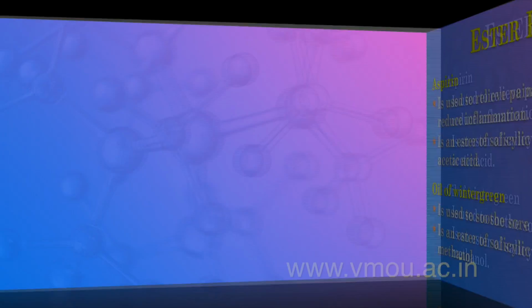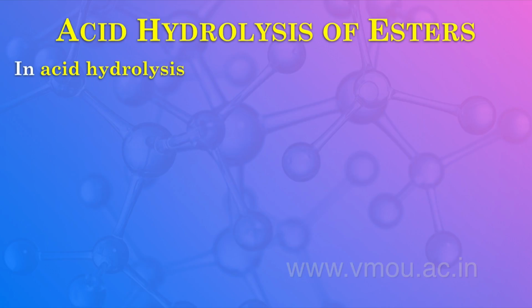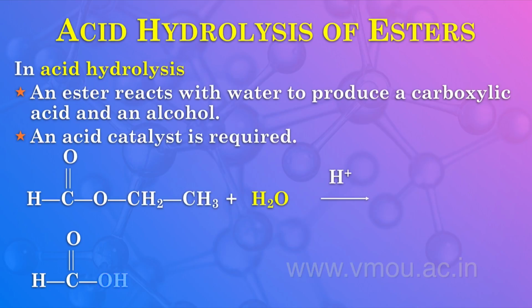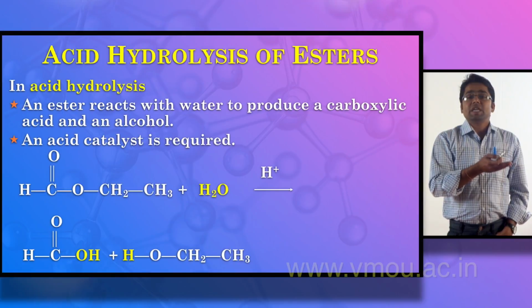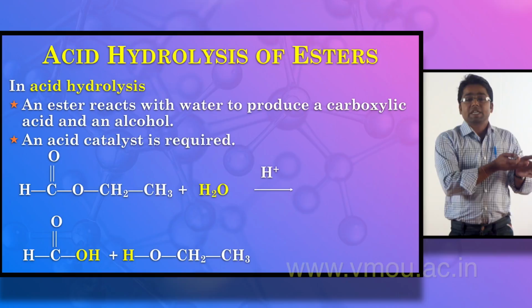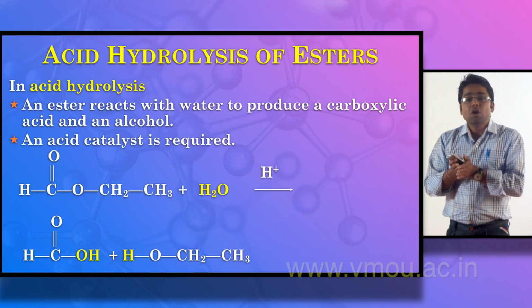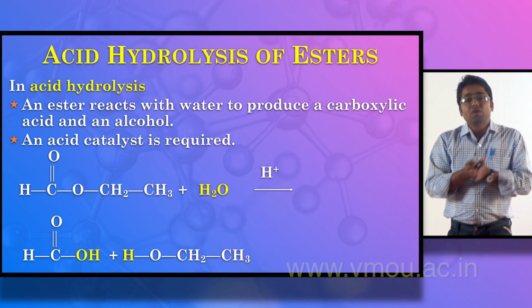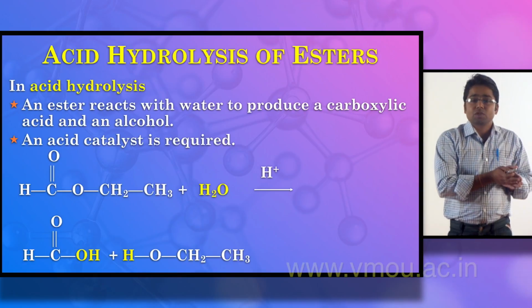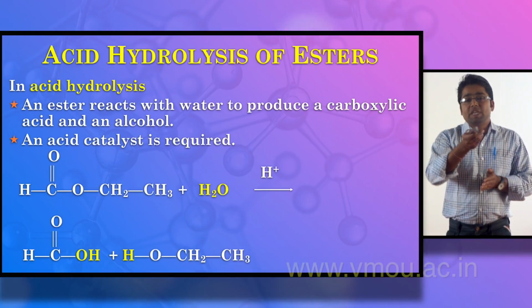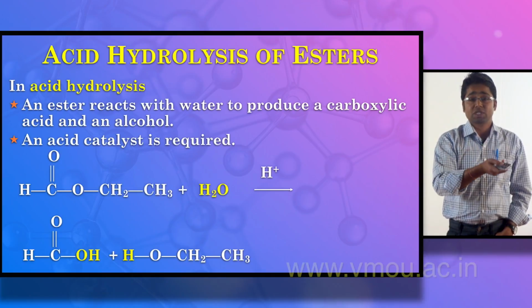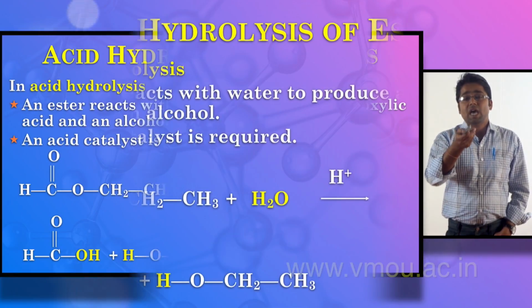In the next slide, we have presented the hydrolysis of esters. What happens when an ester comes into contact with water? As we have previously mentioned, esters can be synthesized by reacting a carboxylic acid with an alcohol. So when they are hydrolyzed, they are converted into an acid, that is, a carboxylic acid, and an alcohol. We have shown an example in which it is clearly seen that when an ester is hydrolyzed, it is converted into a carboxylic acid and an alcohol.